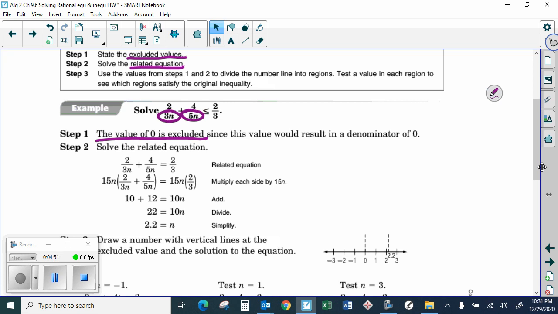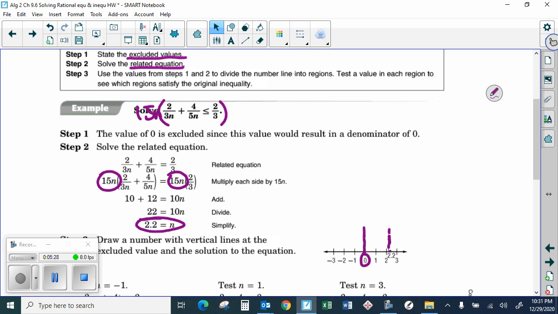Use the values from step 1 and step 2 to divide the number line into regions, and test a value in each region to see which regions satisfy the original inequality. So we have 0, it can't be, so that's a region. You solve this, multiplying by the common denominator, which is 15n. That's what you see right here. 15n on both sides. Distribute, you get this. 10n equals 22, n equals 2.2. So now I have 2.2 also, right there. So my regions are less than 0, between 0 and 2.2, and greater than 2.2.